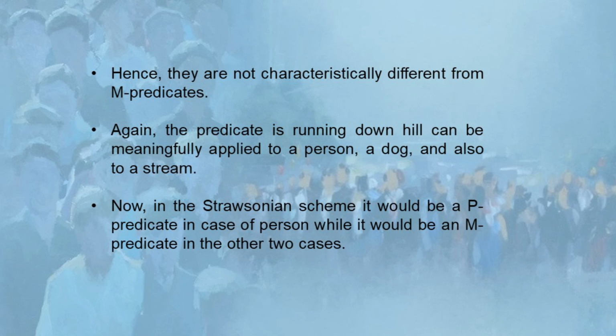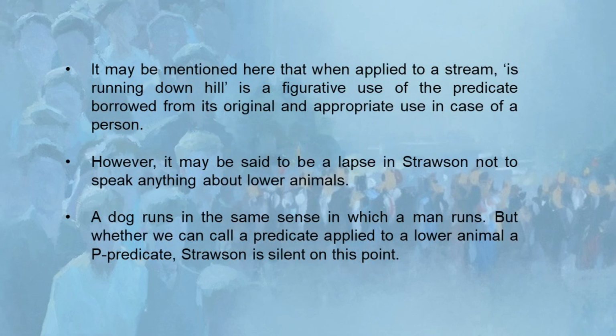Now, in the Strawsonian scheme, it would be a P predicate in case of a person, while it would be an M predicate in the other two cases. It may be mentioned here that when applied to a stream, "it running downhill" is a figurative use of the predicate borrowed from its original and appropriate use in case of a person.